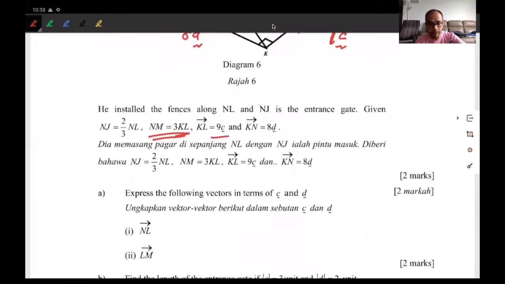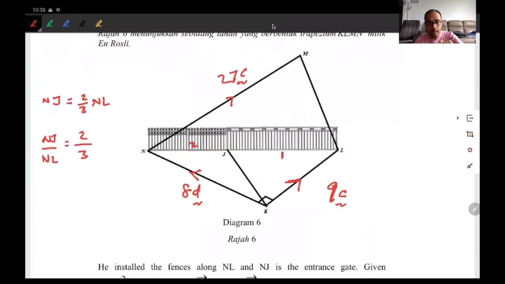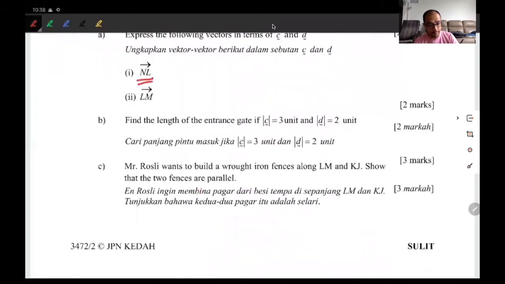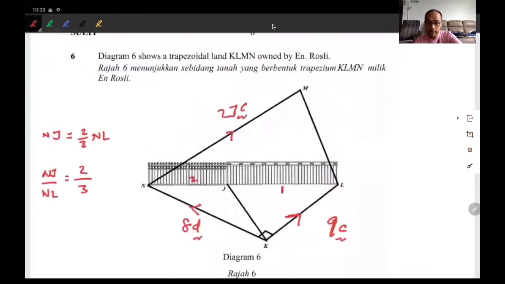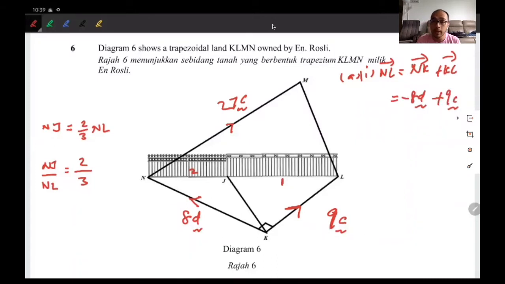Express the following vectors in terms of C and D. Let's have NL first. NL will probably be NK plus KL, because we have both. N to K will be negative 8D, because it is in the opposite direction, and KL will be 9C. So this will be the first one.